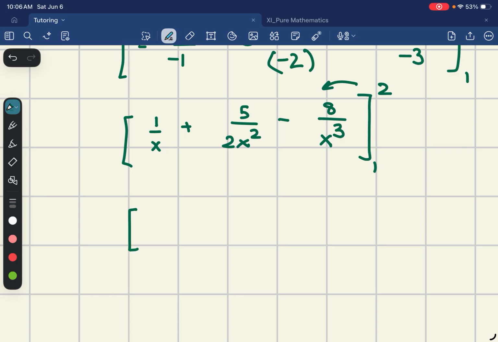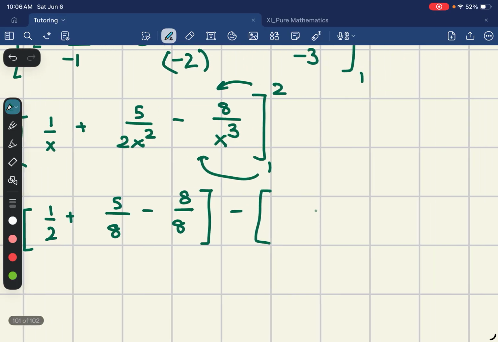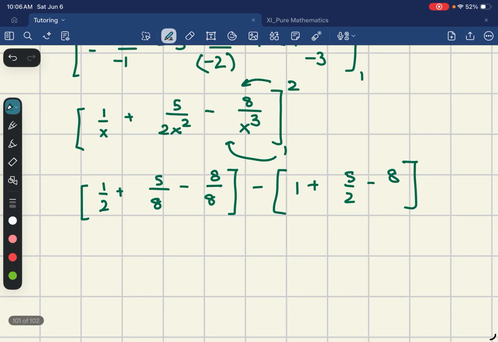What happens when I substitute 2? I have half plus 5 over 2 times 2 squared, which is 4. So 5 over 8 minus 8 over 8, right? 2 cubed is 8. Minus, I substitute 1 in. I get 1 plus 5 over 2 minus 8. All right. And now if you solve for this, if you use your calculator or if you take the time to solve it, which I am not going to because I am too lazy.